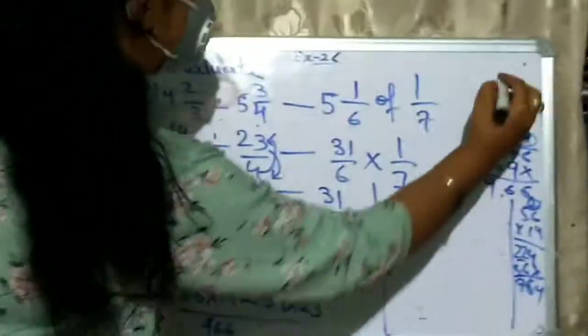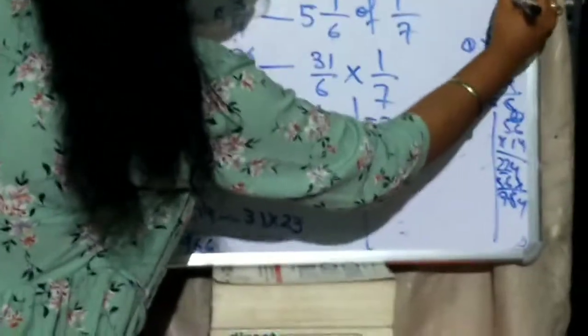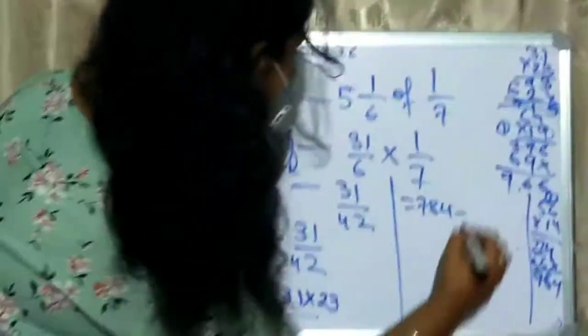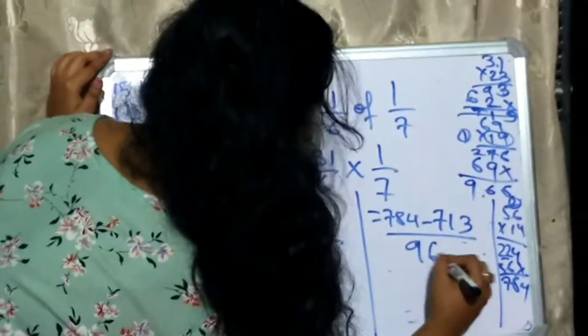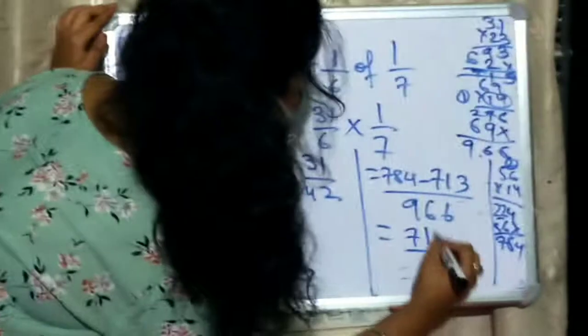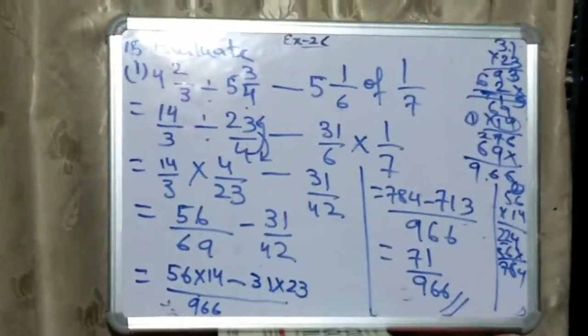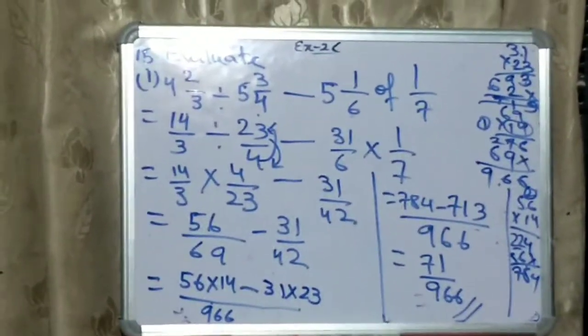I will multiply 31 into 23. 3 3s are 9, 2 1s are 2, 2 3s are 6. Your answer will be 3, 9 plus 2 is 11, again 6 plus 1 is 7. Minus 713 divided by 966. When you do the subtraction, you will get 71 by 966 as your answer. This is your answer. You take the screenshot, please. Let me be out of the frame and you take the screenshot.